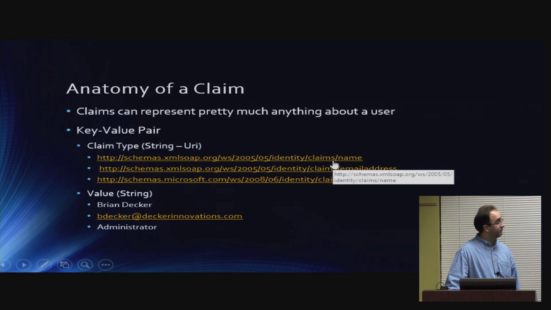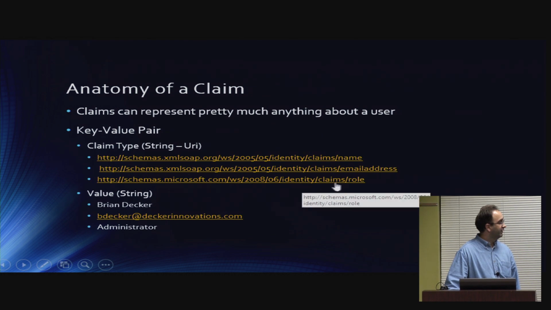And so here are just some values. So this claim's name, this could be a value that's stored in it. Email address, obviously, there's my email address. And the concept of a role can also be stored: administrator.